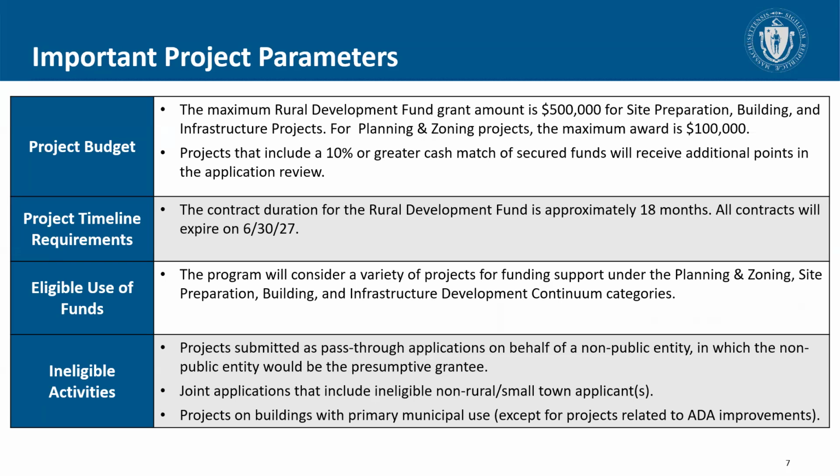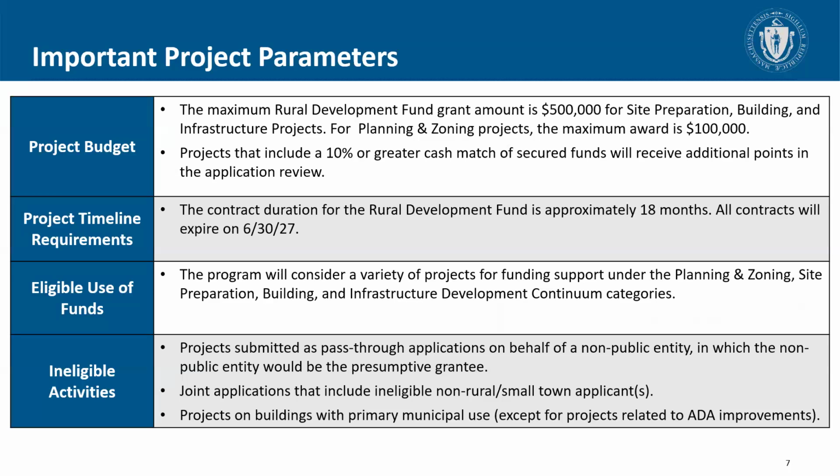For timeline, the grant period is approximately 18 months, with all contracts expiring on June 30th, 2027. Your project must fit in this timeline to be considered for RDF. For the eligible use of funds, many activities are allowable for the program, including consultant fees, materials expenses, engineer design and construction contracts, and other expenses that support projects in one of the eligible development continuum categories.